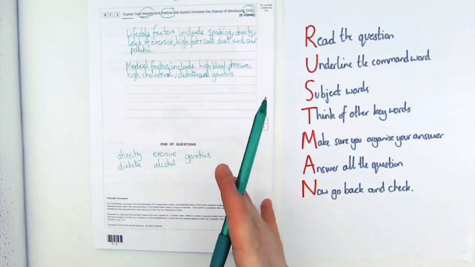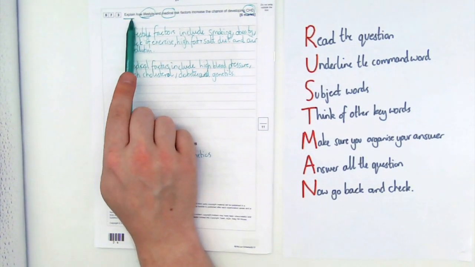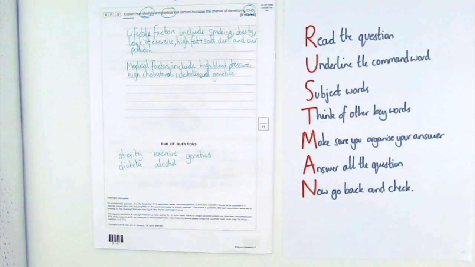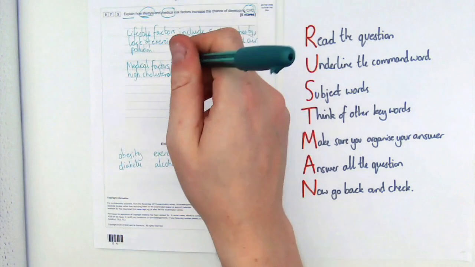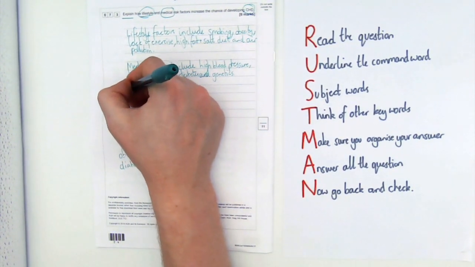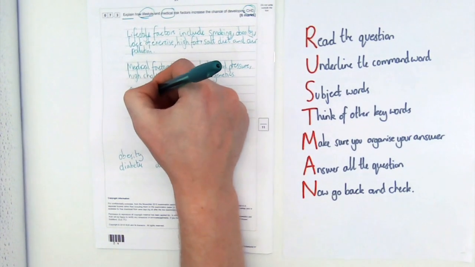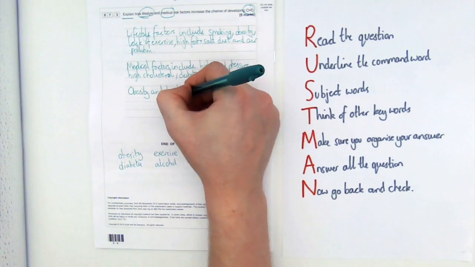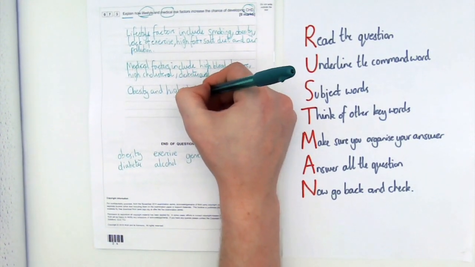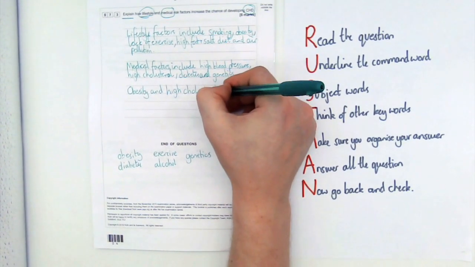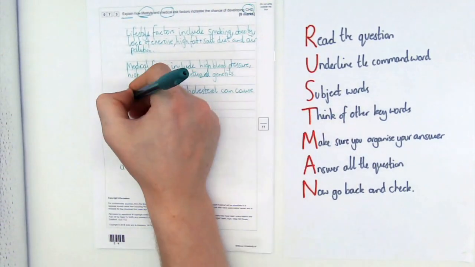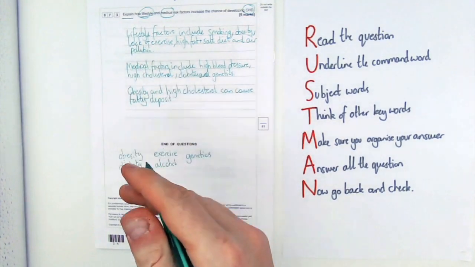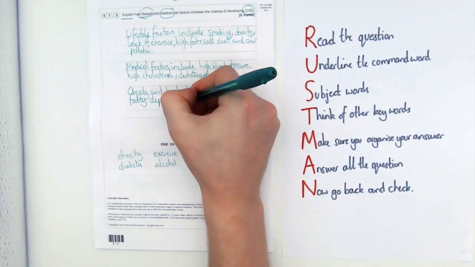Notice how, if I stopped here and I read back, I'd notice that I haven't actually answered the question, because I've just stated those factors, I haven't explained. So I'm going to add one more paragraph just to explain how they actually increase the chance. So obesity and high cholesterol. Notice I'm picking one from each there. Can cause fatty deposits, those things that we saw on the previous question, building up in the arteries, and coronary heart disease.